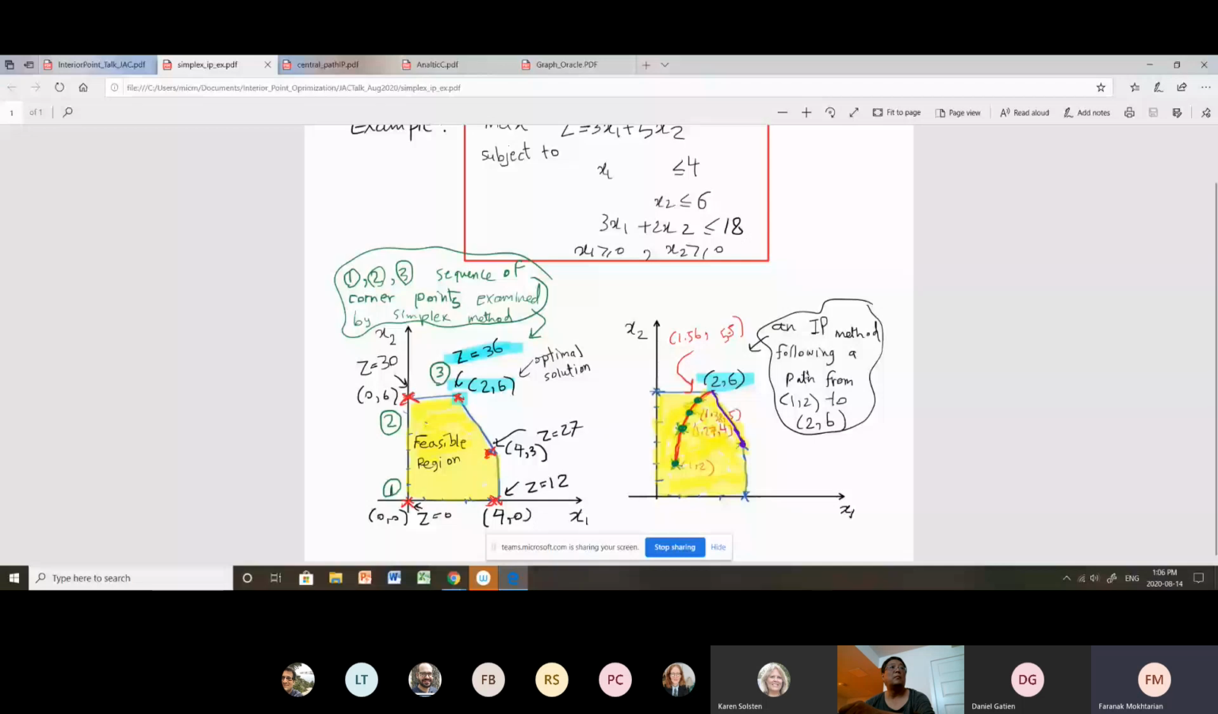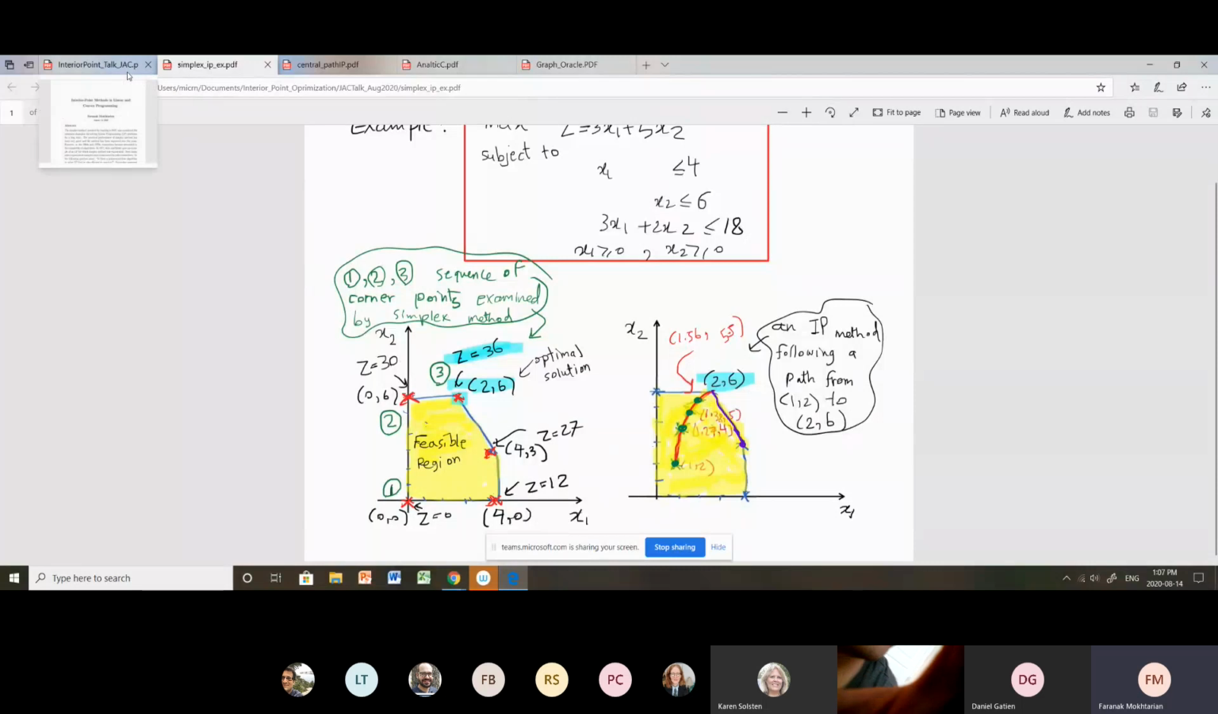And if we use an interior point method, on the other hand, it starts from a point in the interior of the feasible region and moves towards the optimal solution, following a path which we call a central path. Any questions about this? It's good. Okay. Everything's good?